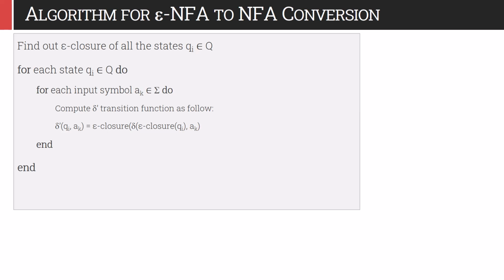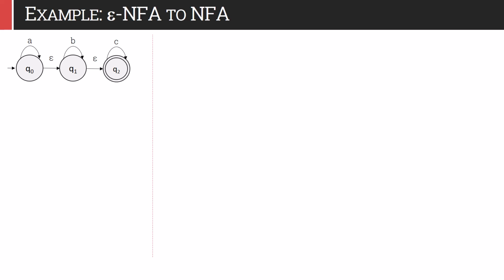This process we have to repeat for every pair of Qi, comma ak. And once it is done, we have to construct NFA without epsilon from the result obtained in the above steps. Let us try to understand this with the help of an example. So this is the given epsilon NFA and we need to convert it into NFA.